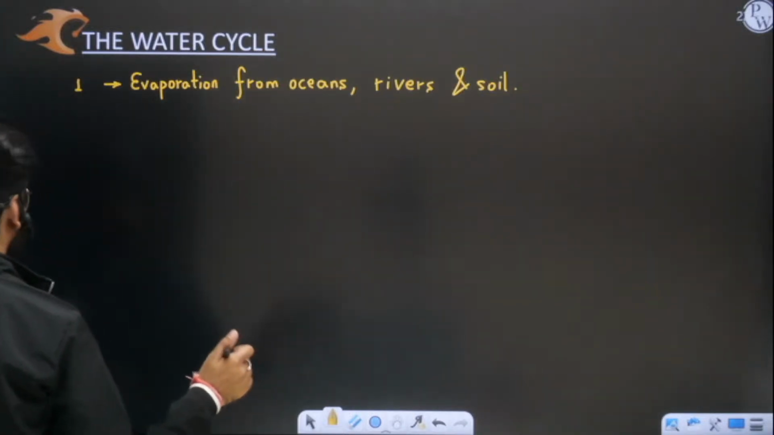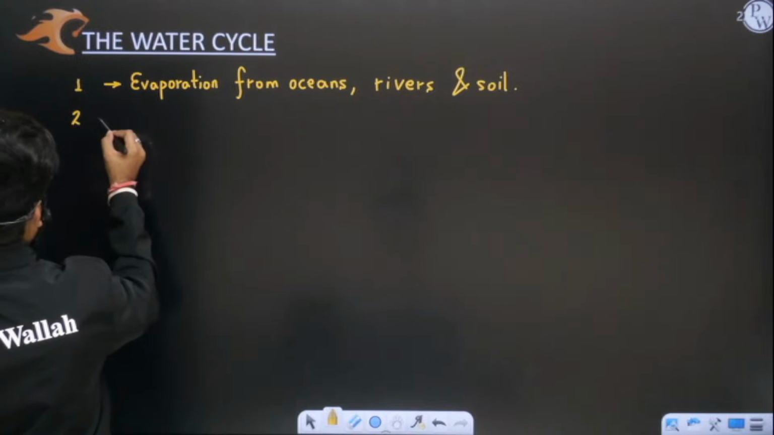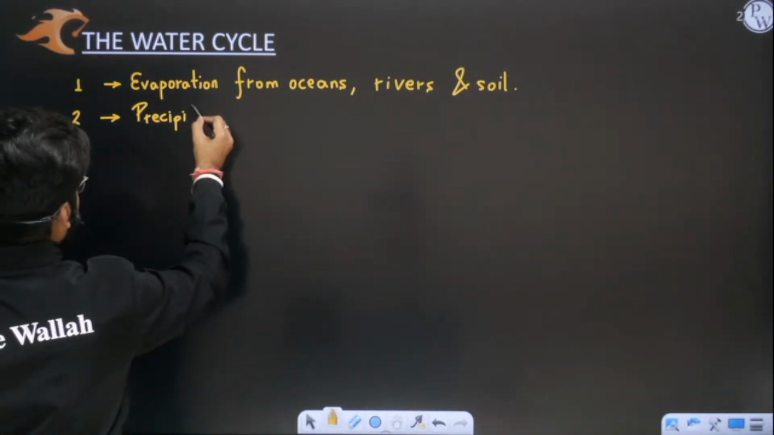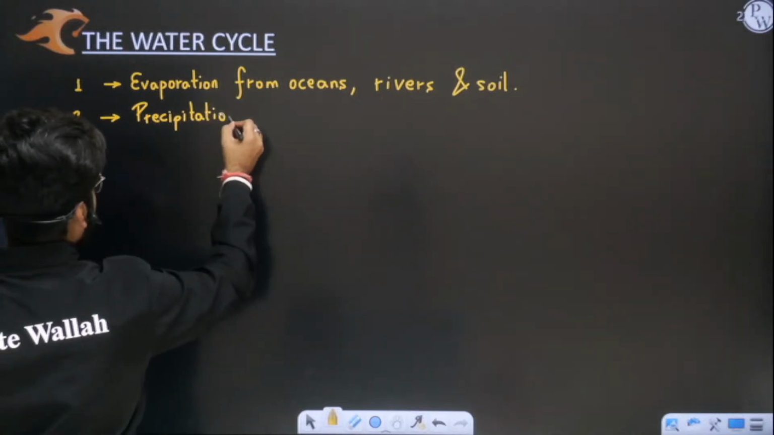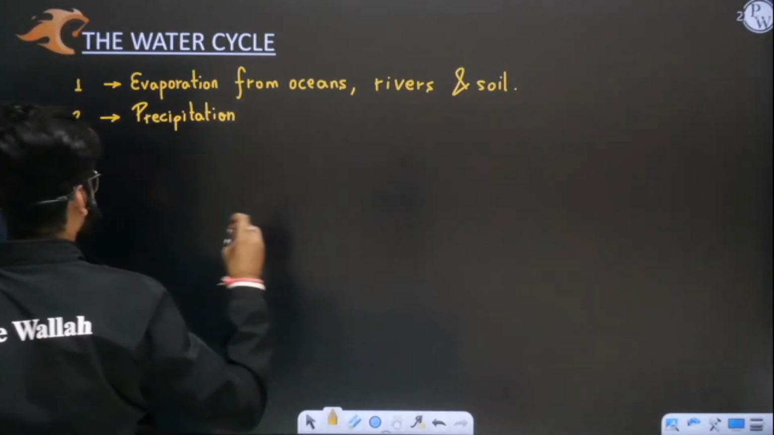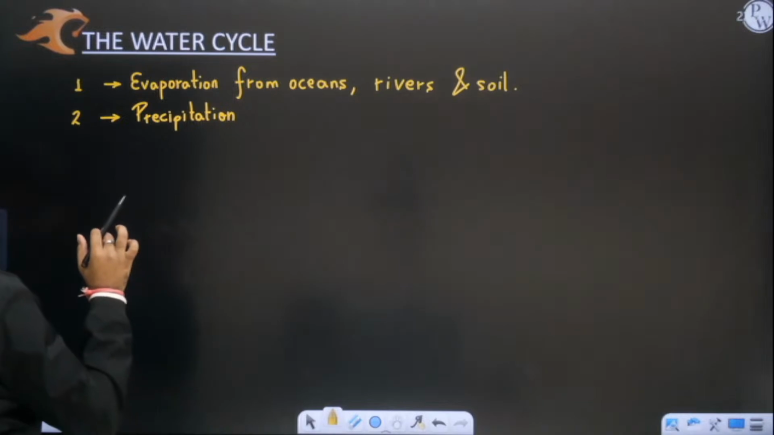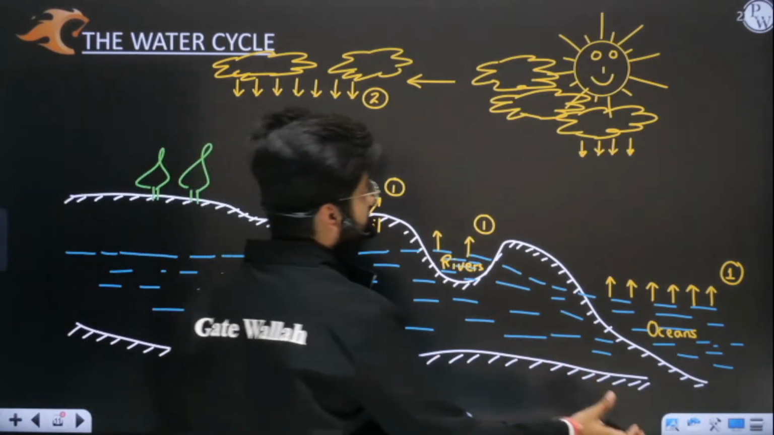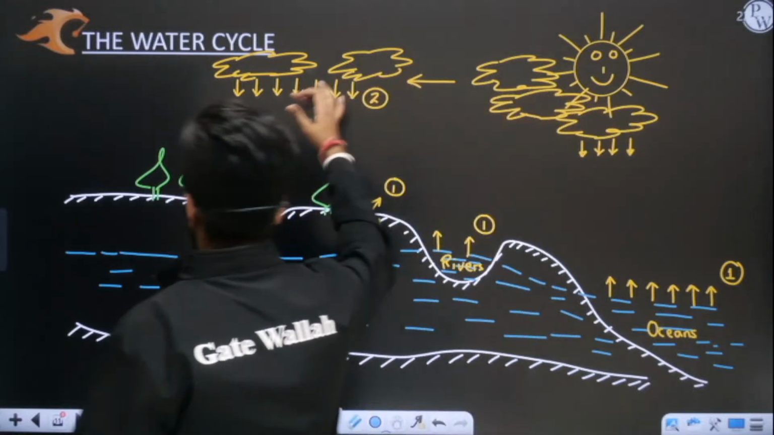Okay, so you are simply trying to say the second point is precipitation, or simply rainfall. Precipitation has different forms, but we are more focused on rainfall only. So second is nothing but your precipitation. I hope this is clear to you. So we have evaporation, after that we have precipitation.